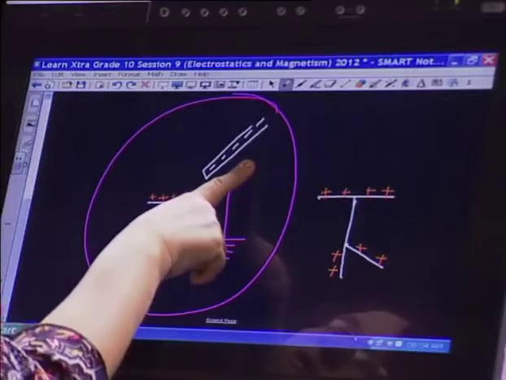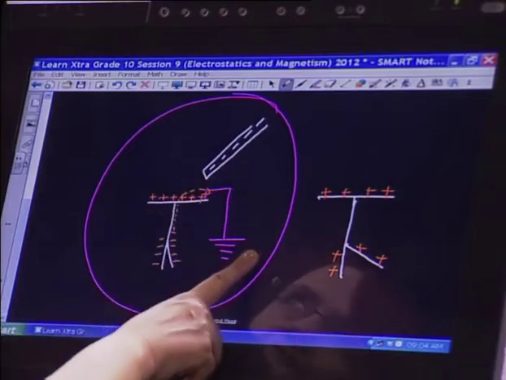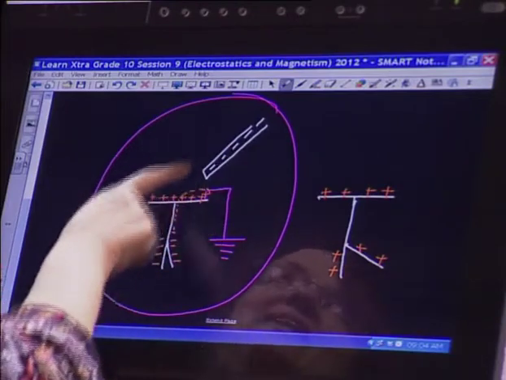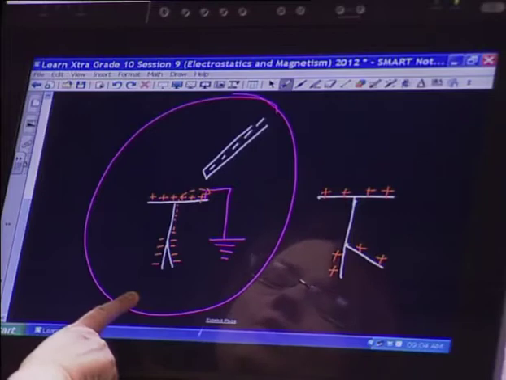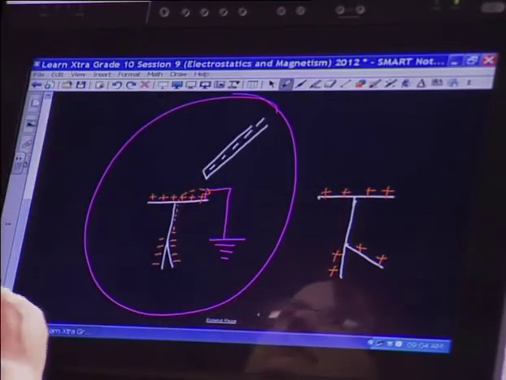The process is reversed if this was a positive rod. So if I put a positive rod here, instead of taking electrons away from the system, it would add electrons to the system, okay? And by adding electrons to the system, my electroscope becomes negatively charged. It's just another form of charging, all right? It's not as important as the friction. The friction is a much more important one that you're able to explain.